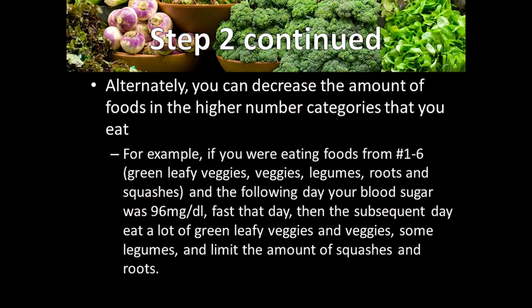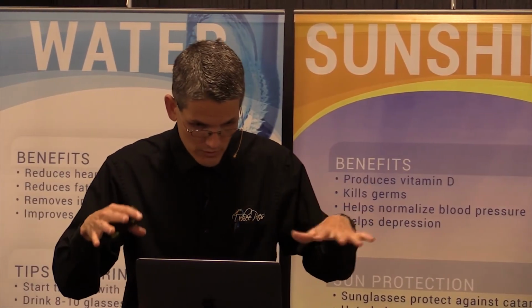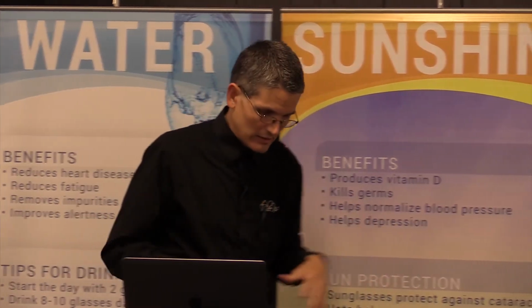The other thing that you can do is decrease the amount of foods in that higher number category that you were introducing, right? So same scenario, if you're eating from groups 1 through 6, and your blood sugar levels are 96, well, you can fast that day, and then you can keep the same categories, just eat less of the squashes and roots, eat less of the legumes, but eat more of the green leafy veggies and so on and so forth. That's another way that you can go about approaching it and trying to keep those blood sugar levels down, again, below 90 ideally.